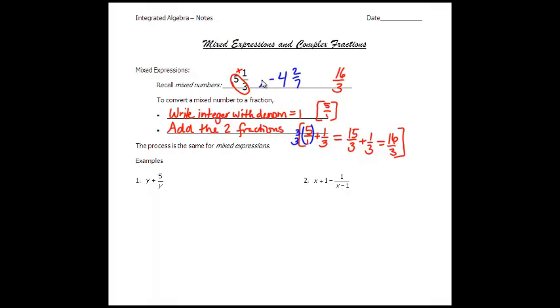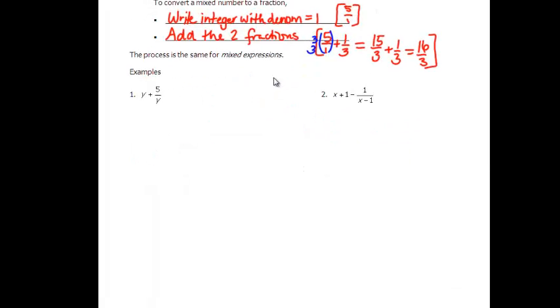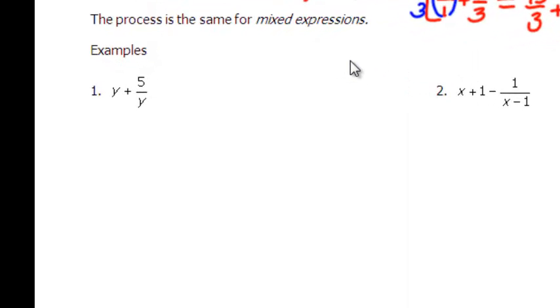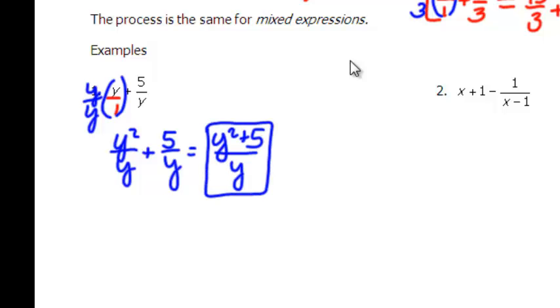However, we need to keep that in mind when we're adding mixed expressions that involve variables. Let's take the first one, for example. I want to add this y/1 to the 5/y. So I have to get a common denominator, meaning I'll have to multiply this entire fraction by y/y. When I do that, I get y² over y plus 5/y, which is just y² plus 5 over y. Not so bad, right? Don't know what I was thinking.